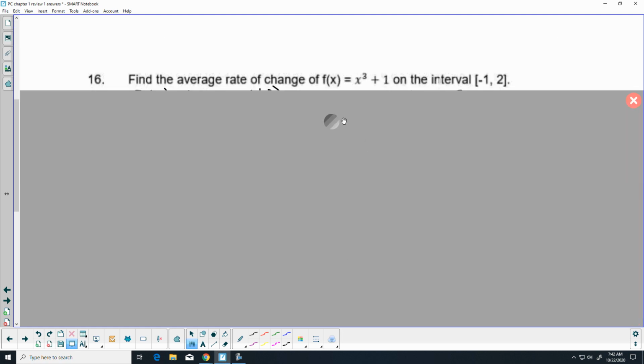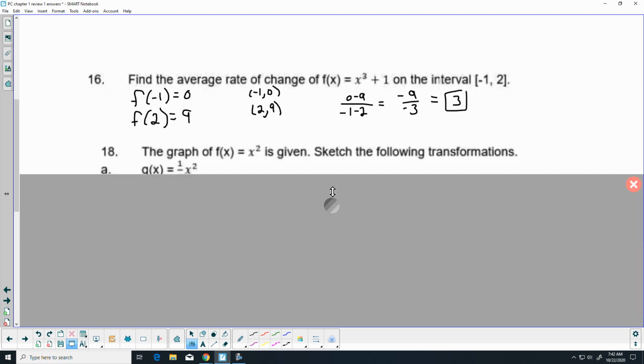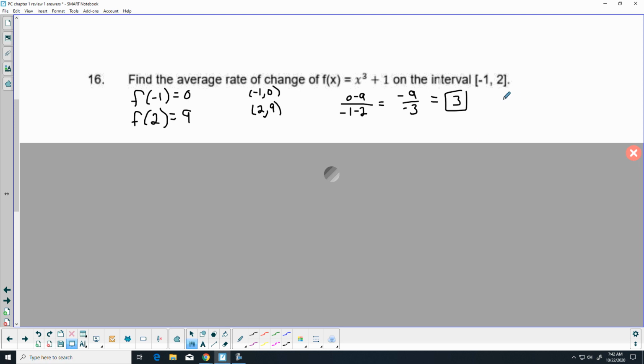Average rate of change. The average rate of change is like finding a slope. And again, they're giving you an interval. They're saying from x equals -1 to 2. Find the values of your y. So plug them in. And I plug -1 in, I get 0 out. Plug 2 in, I get 9 out. Those are my ordered pairs. Find the slope between those two ordered pairs. And I got 3, the difference of your y's over the difference of your x's.